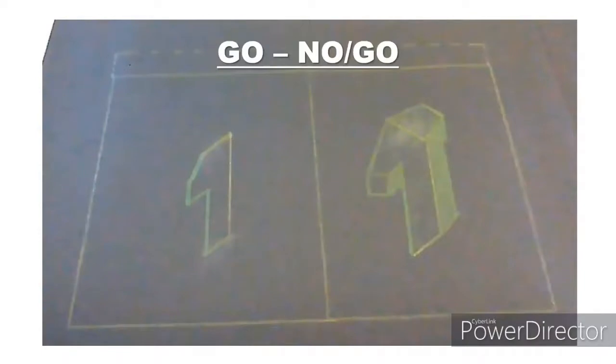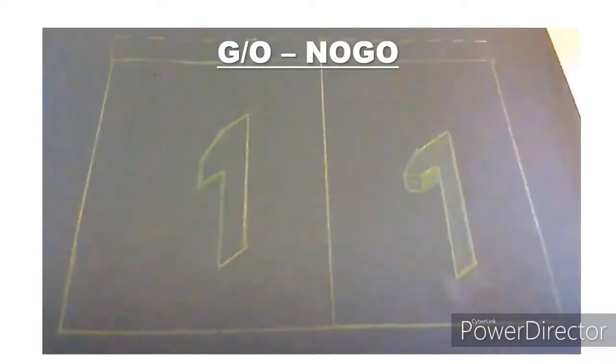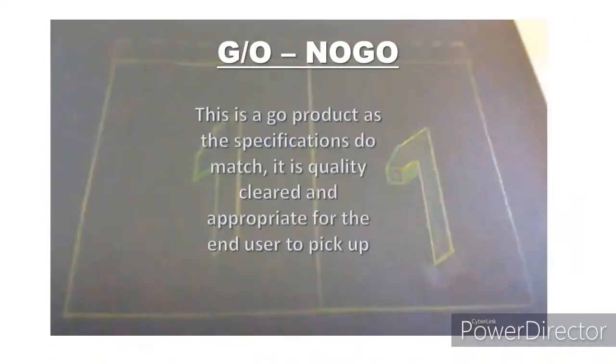This is a go, no-go decision maker. As you can see, on the right-hand side is the product specification that goes through the whole, but it does not get into. The product specifications do not match, and hence it's been rejected. Here this is a go decision maker. The product specification matches here, it is quality cleared and appropriate for the end user to pick up.